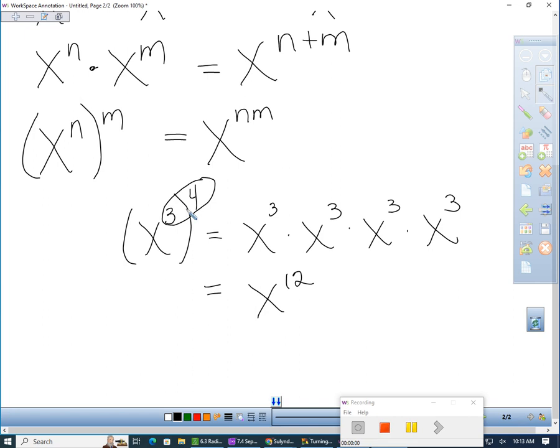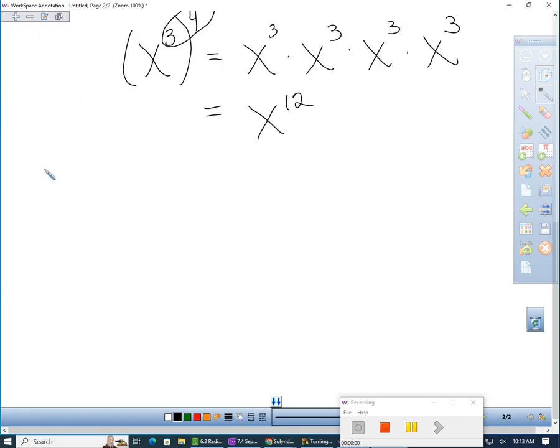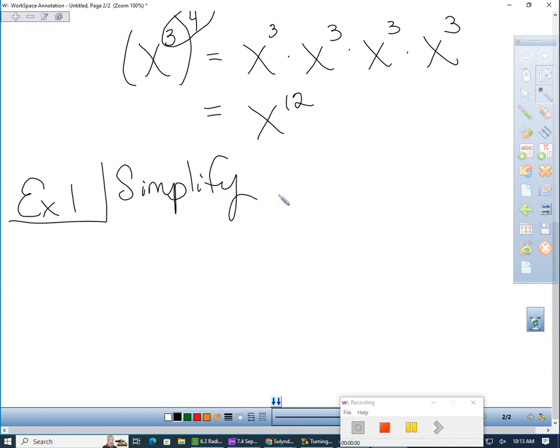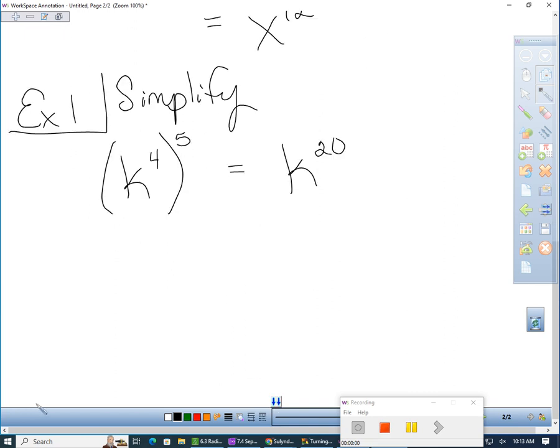So we're all good with that rule? All right, so here we go. Start off really easy. Example number 1. I'm going to ask you to simplify. Let's say I have k to the 4th raised to the 5th. I keep my base, and what do I do with my exponents? Multiply them, so we get 20. Okay?